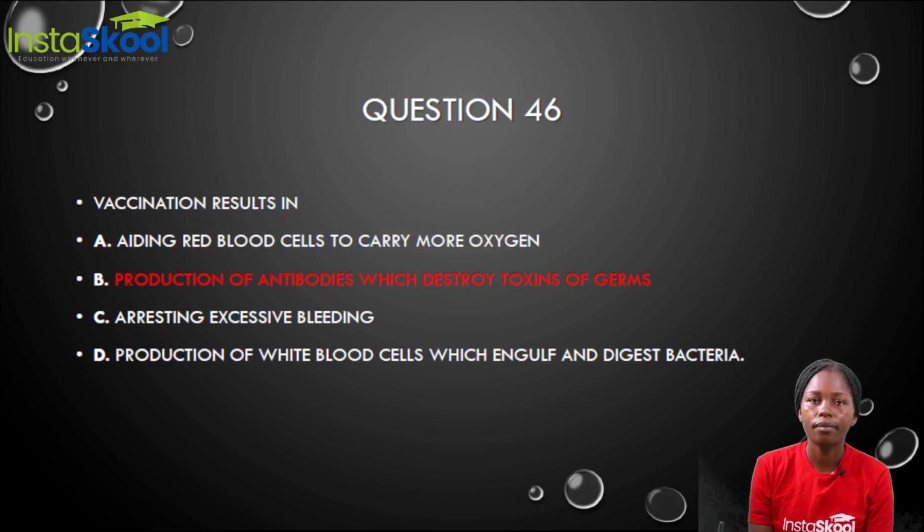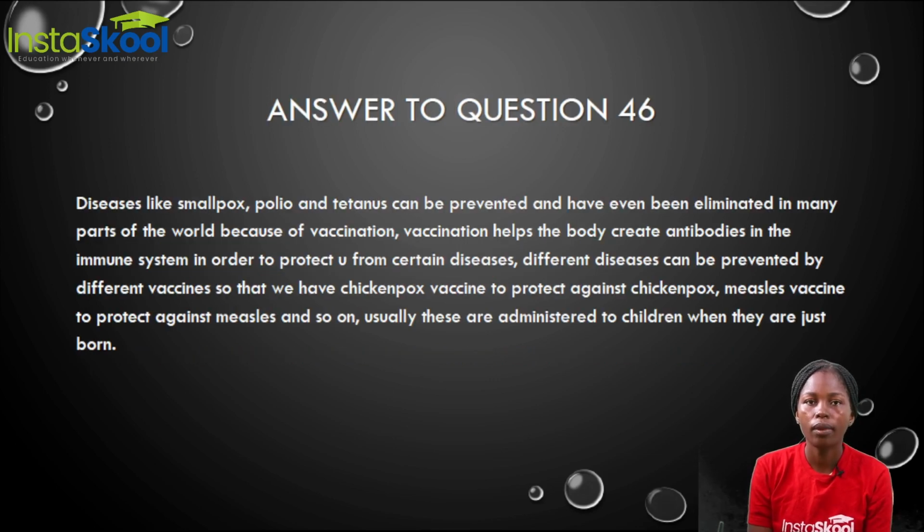Question 46. Vaccination results in dash. Now we have some diseases like smallpox, polio, and tetanus. These diseases can be prevented, and in many parts of the world, they have even been eliminated because of vaccination. When we talk about vaccination, vaccination helps the body to create antibodies. This is usually done in the immune system. And these antibodies protect us from diseases.